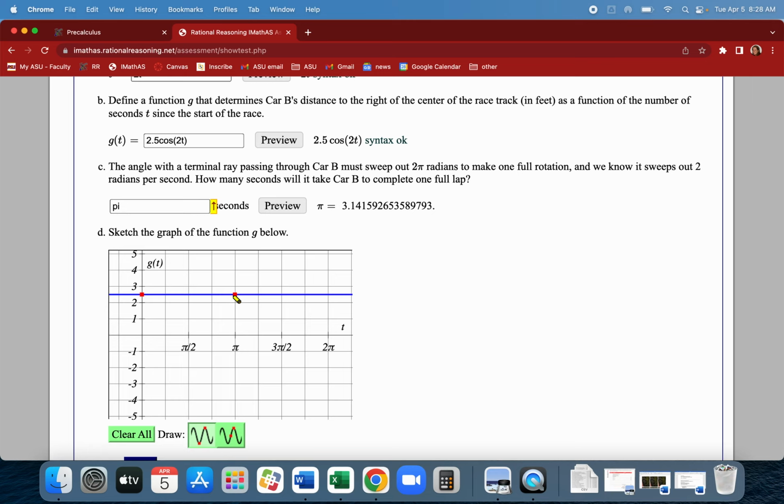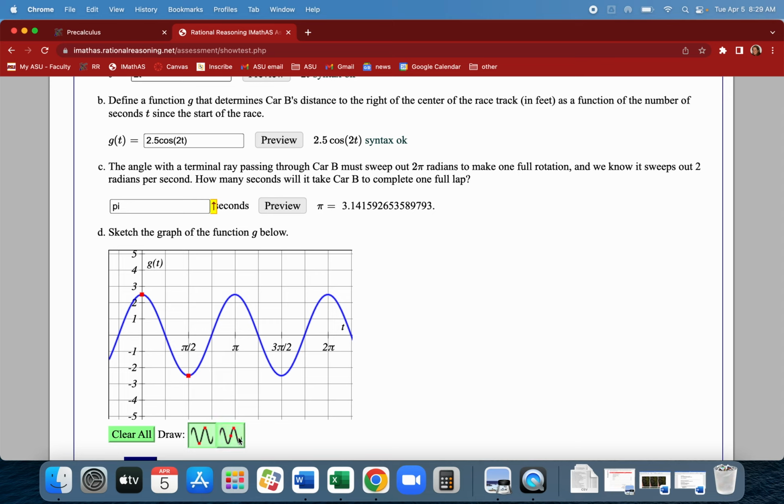So halfway between 0 and pi is pi over 2, and at pi over 2, I'm going to be down at negative 2.5 feet to the left of the center. So I just clicked those 2 points, the top and the bottom of the curve.